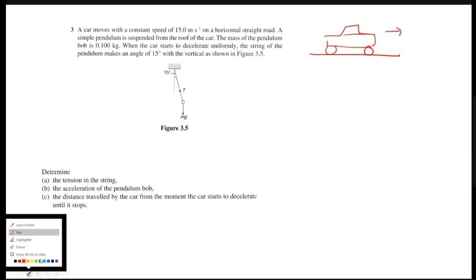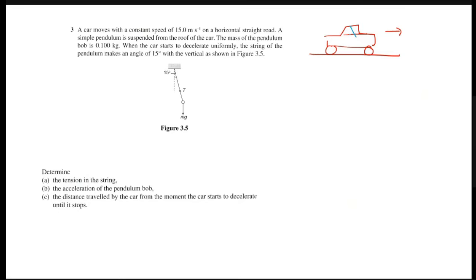Question number 3, this one involves a vector. A car moves with constant speed 15 meters per second on a horizontal straight road. So let's say we draw, this is a car, moving towards the right. And on the inside of the ceiling of the car, there was a string.